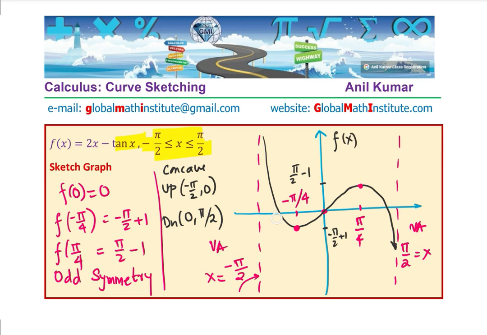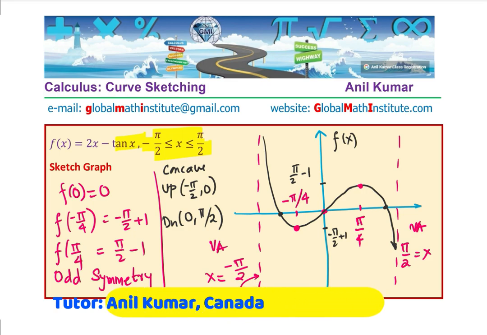Now it is very difficult to find the x-intercepts. We clearly know that the graph behaves like this from concavity, but we don't know exactly where it crosses. For finding these points, you need a graphing calculator. For simple calculations, it's difficult to figure this out. So I hope with this you understand the complete concept of how we sketch the graph for a trigonometric function when it is combined with a linear function.